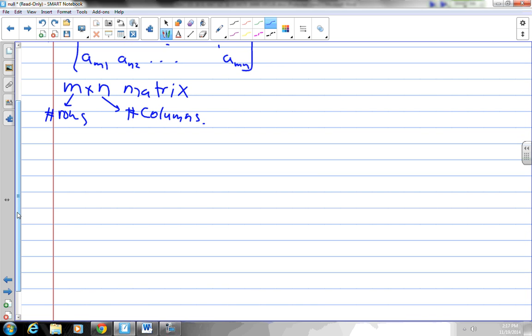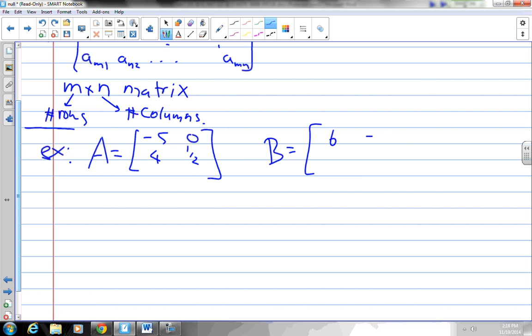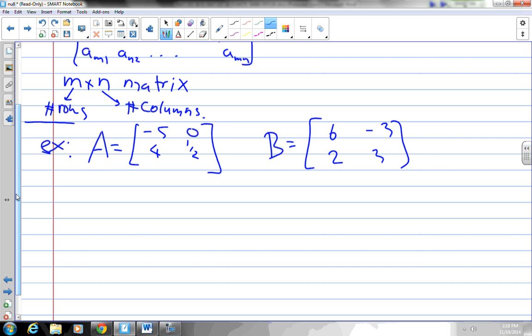Now, you can add matrices of the same size. It makes sense to be able to take a matrix and add it with another matrix. So, for example, let's say I have matrix A that is -5, 0, 4 and 1/2. So it's just a 2 by 2 matrix, and a matrix B, and let's say B is 6, -3, 2 and 3. And I can do wonders with that. I can add them, I can subtract them, I can do basic arithmetic on these matrices.